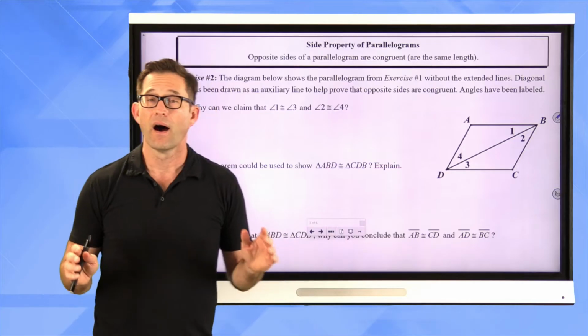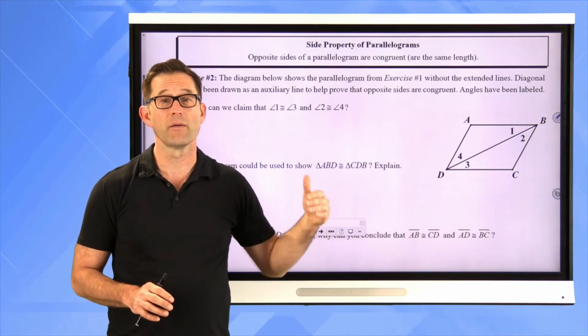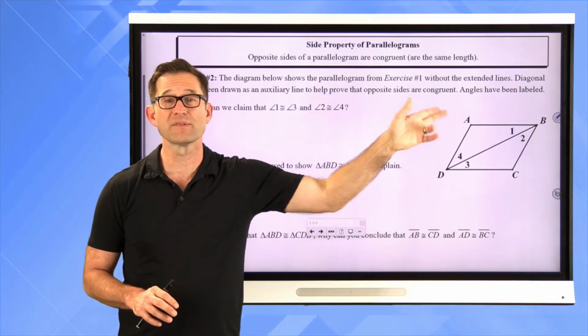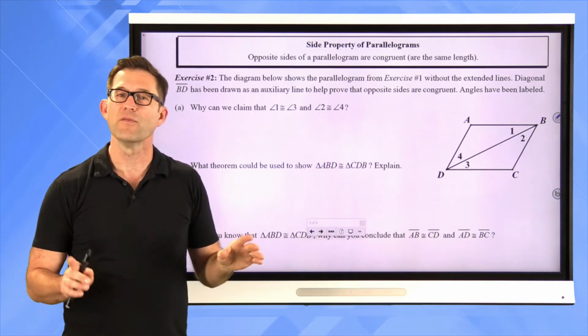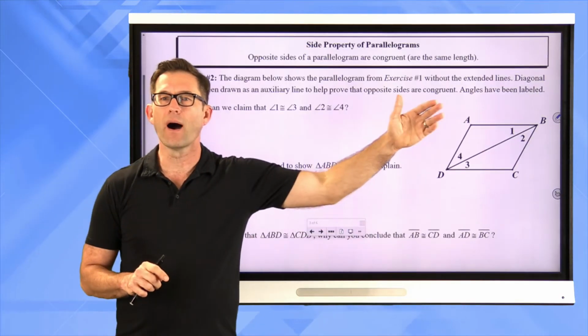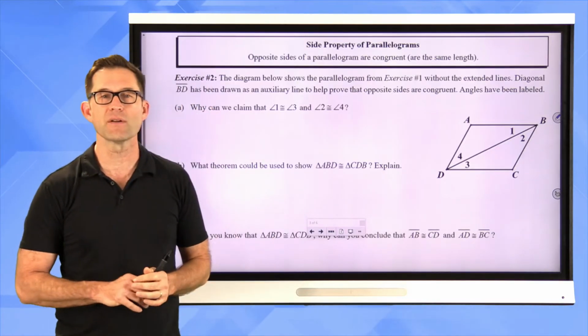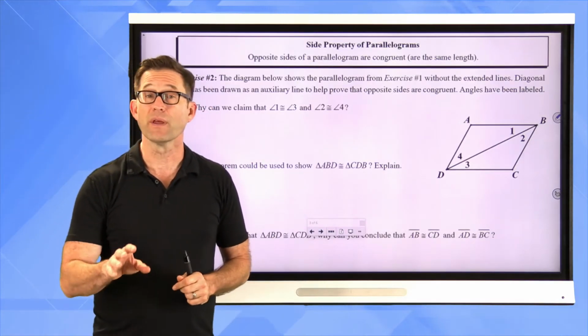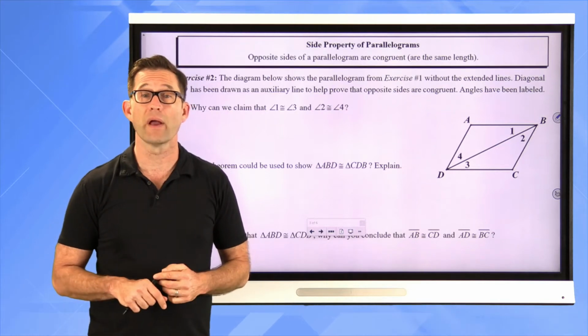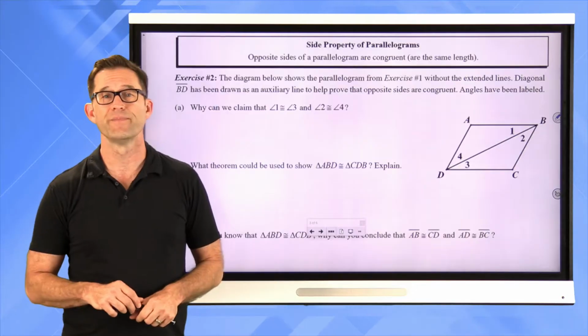Now again, I get it. You've seen parallelograms for years. You've probably even talked about the fact that the opposite sides are the same length, but you've never proved it, okay? And we want to be able to prove that the opposite sides are the same length by using the very definition of a parallelogram, which is simply, it's a four-sided figure with two pairs of parallel sides. Let's take a look at exercise number 2.